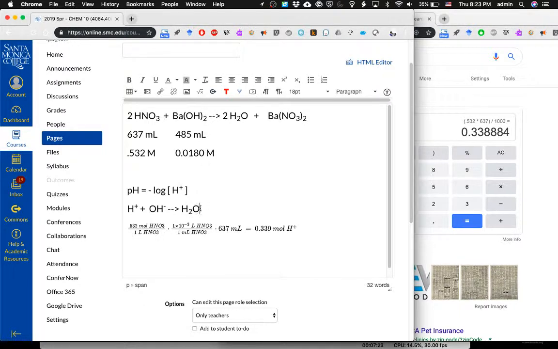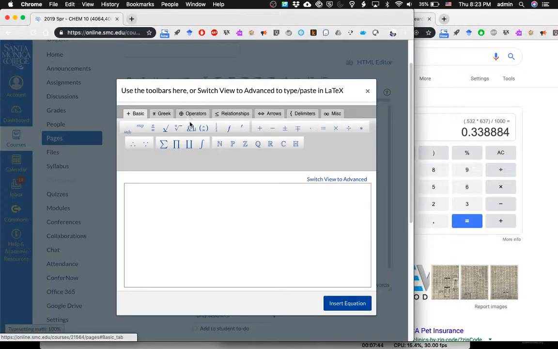And then they will turn into water, and so the OH minus will eat up this H plus. So we're going to have to find out how much gets eaten up, right? So let's find how many moles of OH minus we have. That's going to require the same kind of calculation.